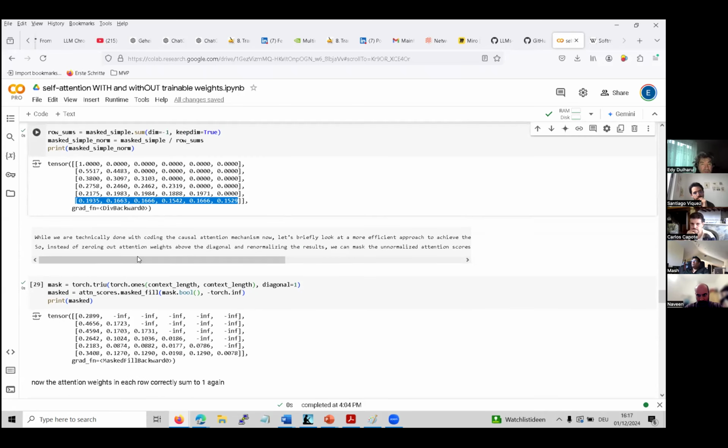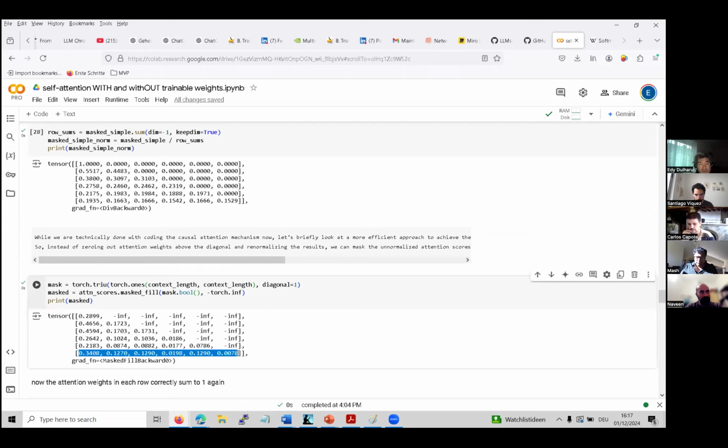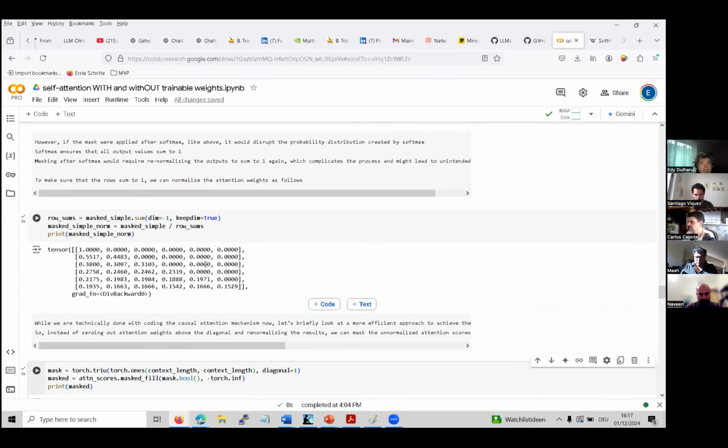But then we need to apply this approach we discussed with softmax using the minus infinity mechanism, and then we get different values for this line by applying again this mechanism.